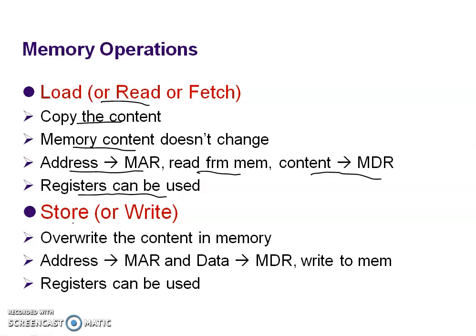But in the second operation, the store operation, the content of the memory is overwritten. How is this performed? The address is placed in the memory address register and the data is placed in the memory data register. The control unit initiates a write control signal. To perform this operation, data can be taken from the registers also. From the registers you can write to the memory. So this is the case with memory addressing and the different memory operations.